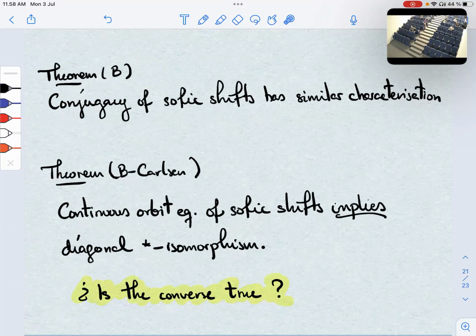So I just want to end by saying that there's a completely analogous characterization of conjugacy. But for continuous orbit equivalence, it's more delicate. With Toker, we showed that this orbit equivalence implies a diagonal star isomorphism, but the converse is still open. I believe that it certainly should be true that you have a characterization, but the converse direction is open at the moment.